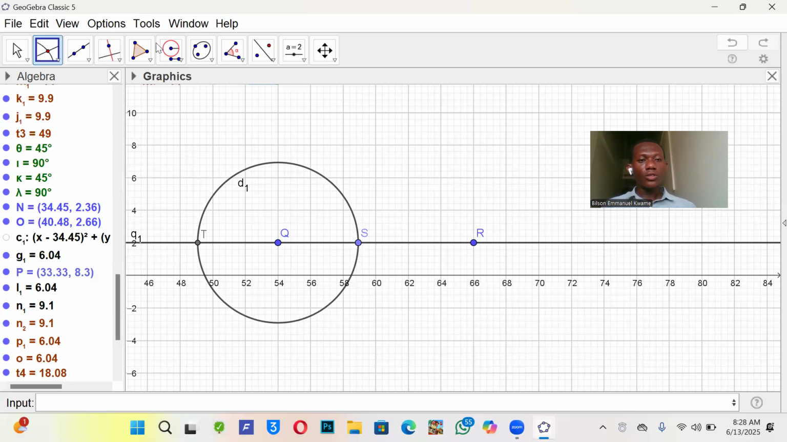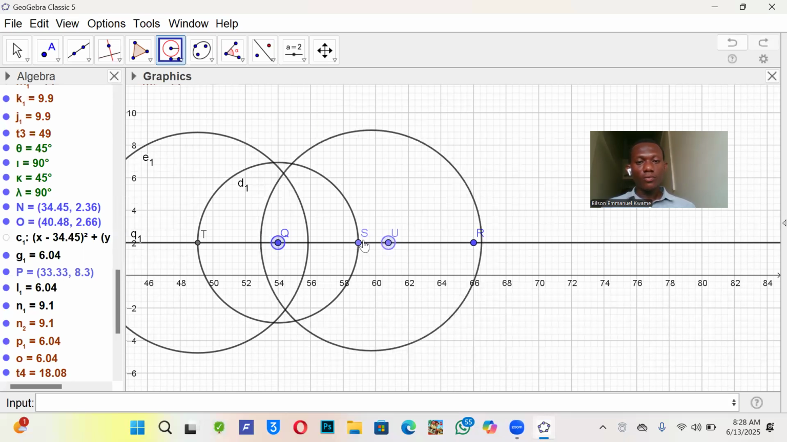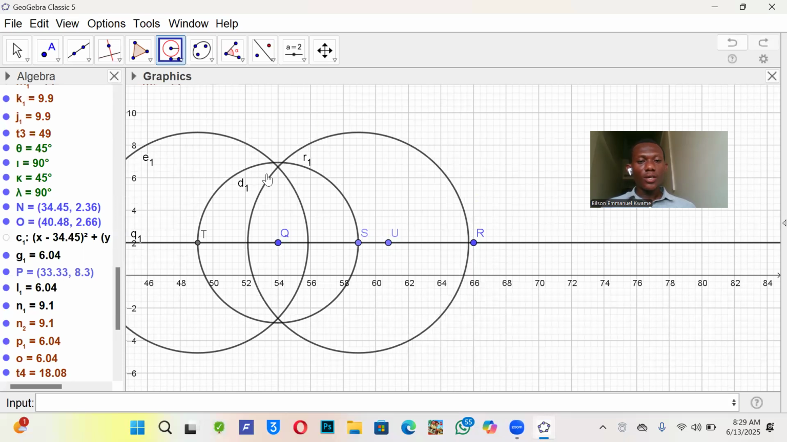The next thing that we are going to do is to use our compass tool. Let's create a smaller point somewhere here. Then we activate our compass, from here to this point, and we center it on T. Then we do the same thing from here to here, and we center it on S. You can clearly see that there's a point of intersection between the two circles.